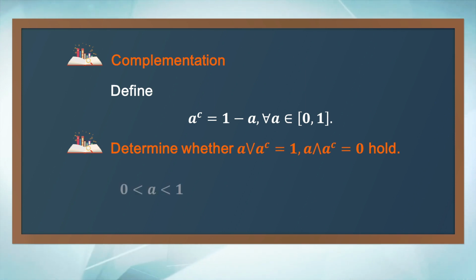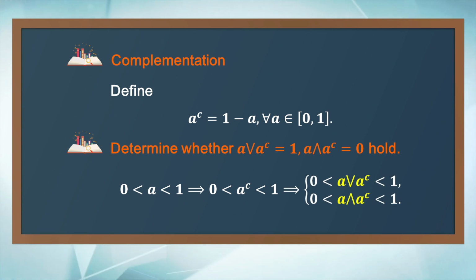Let's check. Suppose 0 is less than A, less than 1. Then 0 is less than the complement of A, less than 1. So 0 is less than the maximum of A and the complement of A, less than 1. And 0 is less than the minimum of A and the complement of A, less than 1. Therefore, the complementary laws do not hold in this lattice.